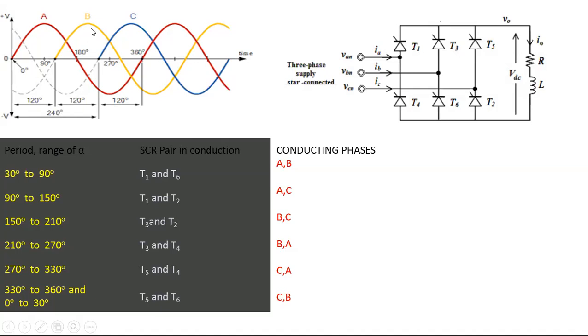Now from 210 to 270, which one is occupying maximum space in the negative half cycle? Very good, A, the red color one, is occupying maximum space. Therefore, the current has to come back to the point A. But during the negative half cycle, T1 is not turned on. It is for T4. You can see A is connected to T4. Therefore, current flows from B to T3, T3 to load, and from load to T4. Now T4 will be on, and from T4 to the point A.